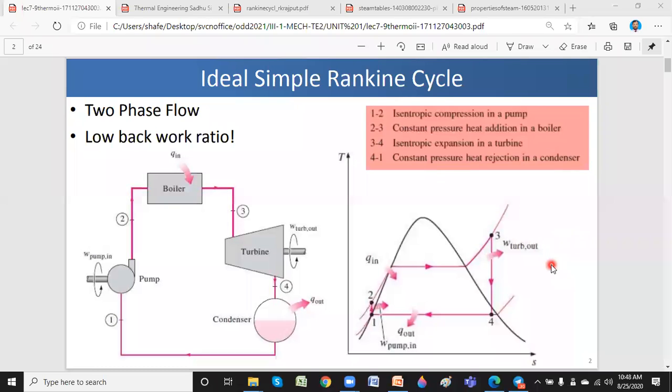Now what happens here? You can see how much is the net work, because work output is 3 to 4. What is work input? 1 to 2. So what is the net work here? That is work output minus work input, which is the net work. That is the numerator. And what is the heat supplied? That is from 2 to 3, the heat supplied in the boiler. So if you keep the work output by heat supplied, it is called the efficiency of a Rankine cycle.